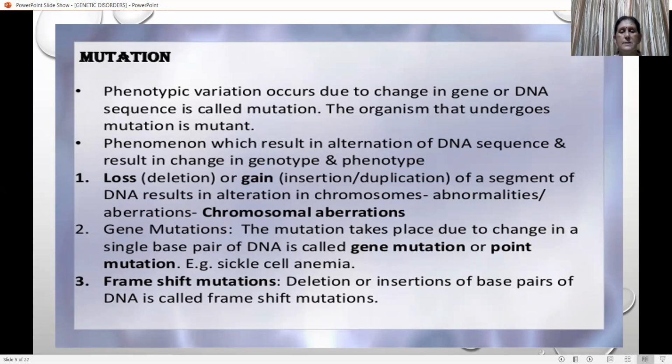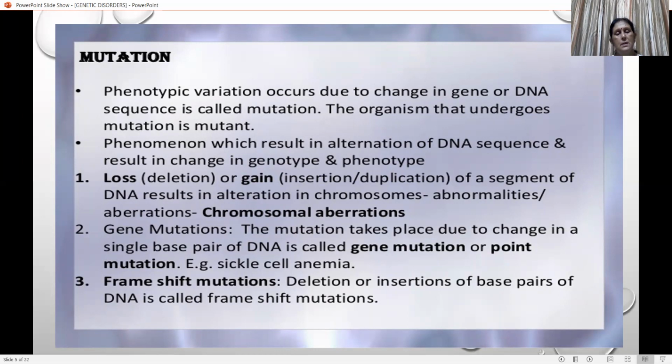The phenomenon which results in alteration of DNA sequence and changes in genotype and phenotype is called mutation. Next, sometimes mutation occurs due to loss, that is called deletion. Sometimes there is a gain, that means one particular gene increases in quantity, then it is called insertion or duplication of a segment of DNA, which results in alteration and chromosomal abnormalities.